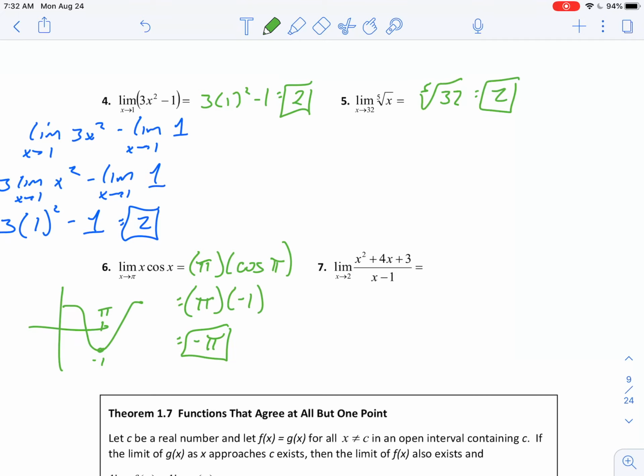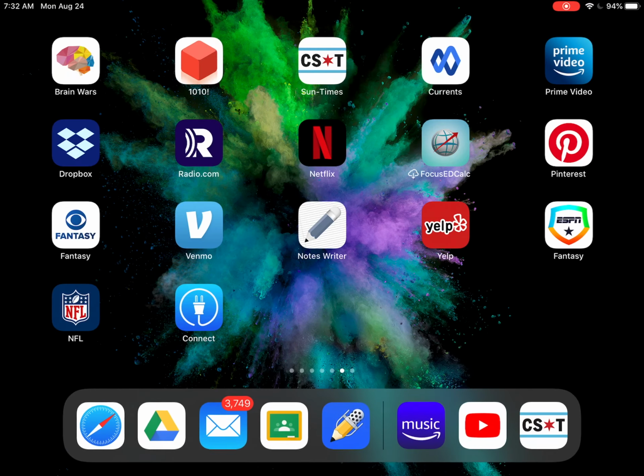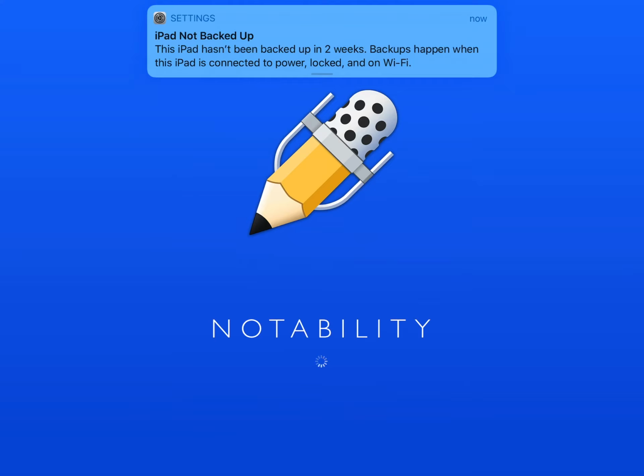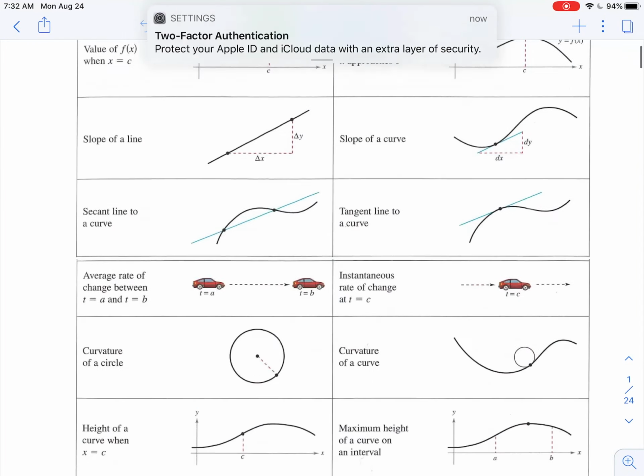And last but not least for this part, the limit as x approaches 2 of that rational expression. I can take 2 and plug it into this expression because it will not give me a denominator of 0. It'll give me, what is this, 4 plus 8 plus 3 over 1. Oop. Knocked myself out there. Oh boy.